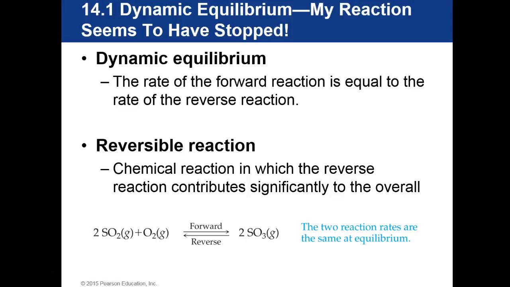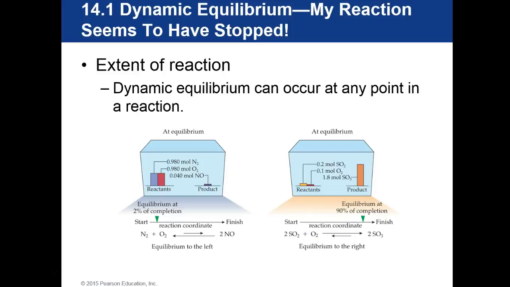A reversible reaction is a chemical reaction in which the reverse reaction contributes significantly to the overall. As you can see in this example below, the two reaction rates are at the same equilibrium. The extent of the reaction in dynamic equilibrium can occur at any point in a reaction. As we can see in the bottom left-hand picture, we have more reactants than product. The equilibrium is shifted to the left. On the right-hand side, we see that there's more product and less reactant, so the equilibrium is shifted to the right.